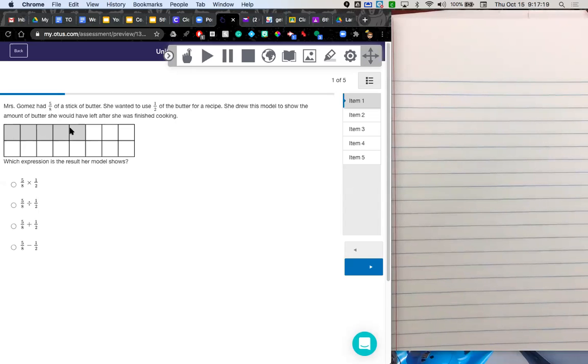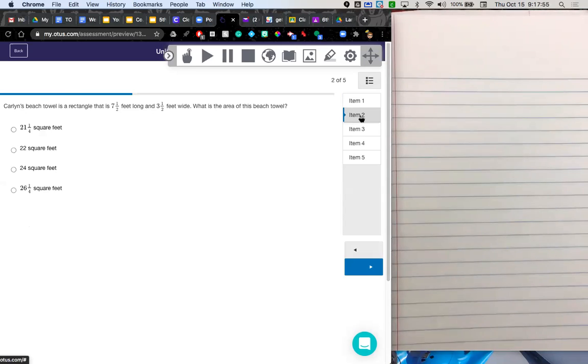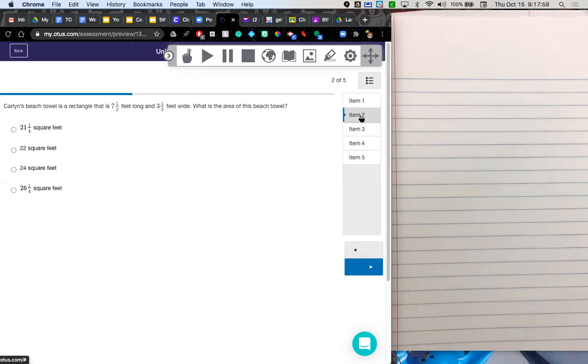What operation have we been doing, not counting yesterday, but what operation have we been doing all week, guys? Multiplication. Okay. Mrs. Gomez had 5/8 of a stick of butter. She wanted to use 1/2 of the butter. What does of mean? Multiplication. What's our answer going to be for this one? 5/8 times 1/2. Yes, 5/8 times 1/2. This is a multiplication problem. Okay. Let's look at item number 2. And you didn't even have to solve it. You just needed to say, hey, it's 5/8 times 1/2.